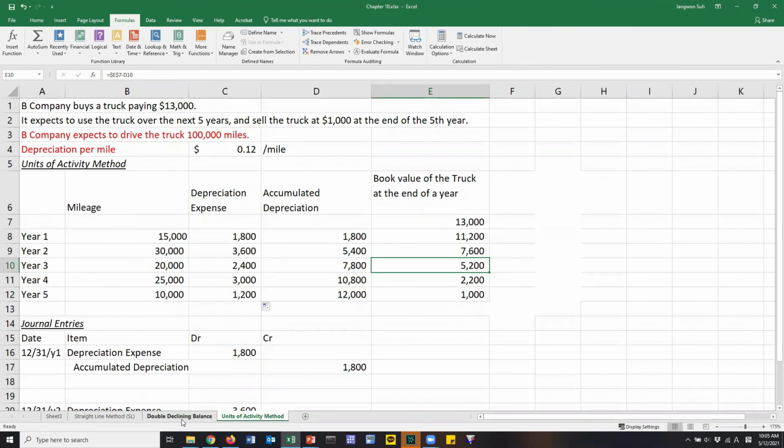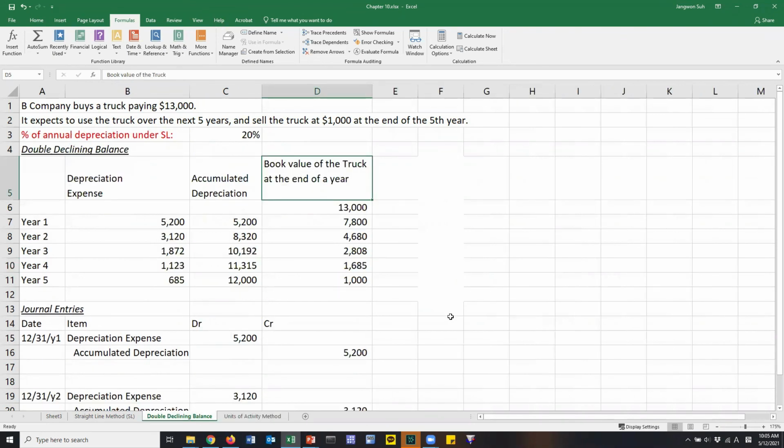Okay, we've seen 3 depreciation methods: the straight line method, the units of activity method, and the double declining balance method. All right, that's the end of the depreciation methods discussion. And in the next video, we will study the sales of plant assets. Okay, see you there.